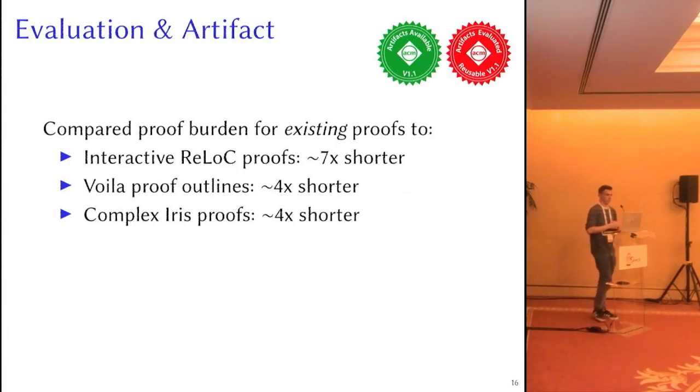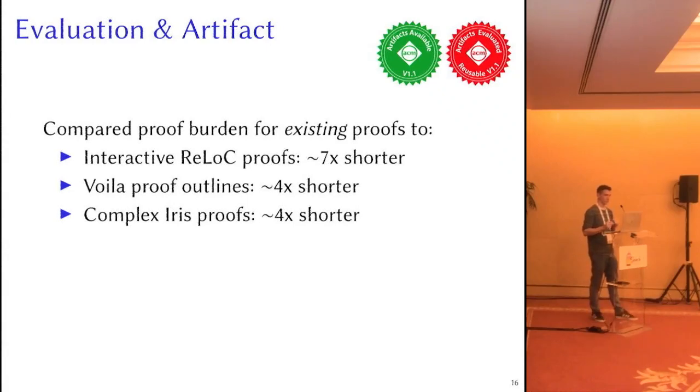To test this proof automation, we compared the proof burden for the automated proofs to some existing proofs, both done interactively, for the RELOC framework. Those are contextual refinements, and they become about 7 times shorter. Also compared to the Voila tool for logical atomicity, their proofs become about 4 times shorter. And we finally redid some of the complex proofs done in Iris. Those also became about 4 times shorter.